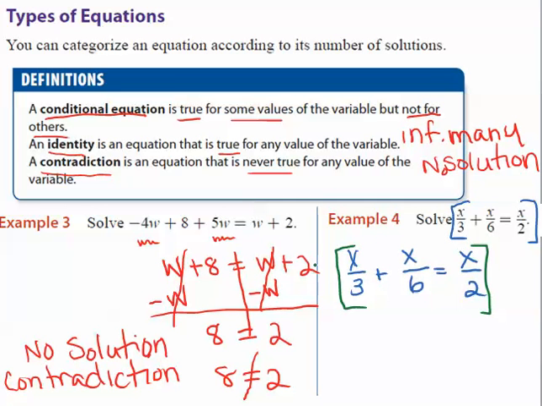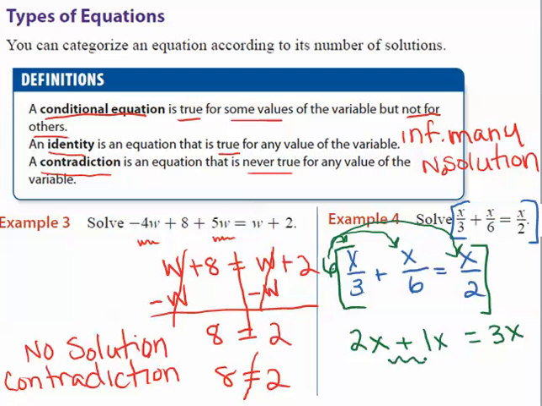What is the common denominator? Everybody should be going, 6, 6, 6. Yes, it's 6. Okay. 6 times 3, I'm sorry, not times, divided. 6 divided by 3 is 2. So I wind up getting 2x. 6 divided by 6 is 1. So I get 1x. 6 divided by 2 is 3, so I get 3x.